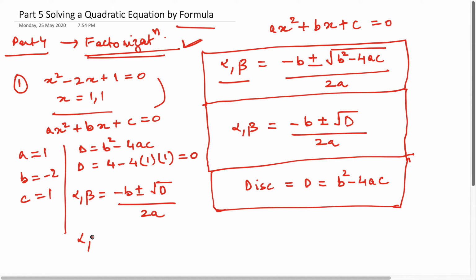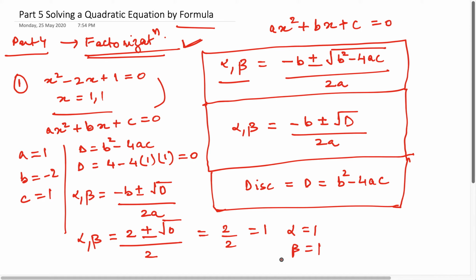Alpha and beta, whole thing divided by 2a. Now minus b is equal to 2, plus and minus root of d, which is root of 0, divided by 2a. a is 1, so it will be 2. So alpha and beta both are equal to 2 by 2, which is equal to 1. So alpha is equal to 1 and beta is also equal to 1.